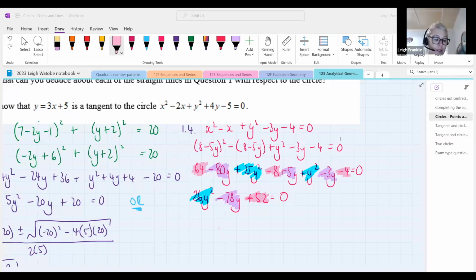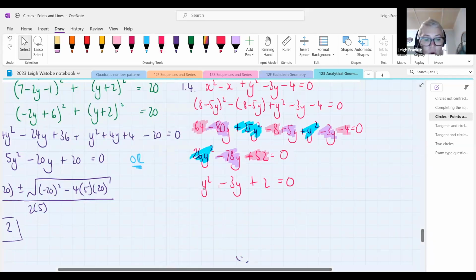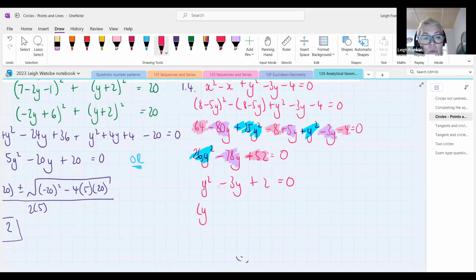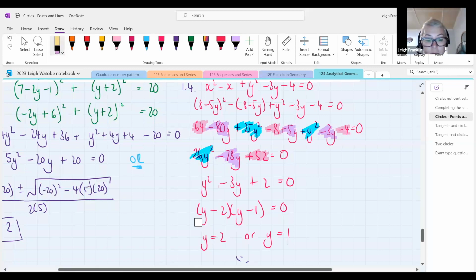That's fine. Perfect. Is 78 divisible by 26? Yes, it is. Is 52 divisible by 26? Yes, it is. So this has actually worked out nicely here because we can divide every single term by 26. So we're going to end up with y squared minus 3y plus 2 equals 0. And that's going to be much easier for us to work with. So here we're going to end up with y minus 2 times y minus 1 equals 0. So either y is equal to 2 or y is equal to 1.